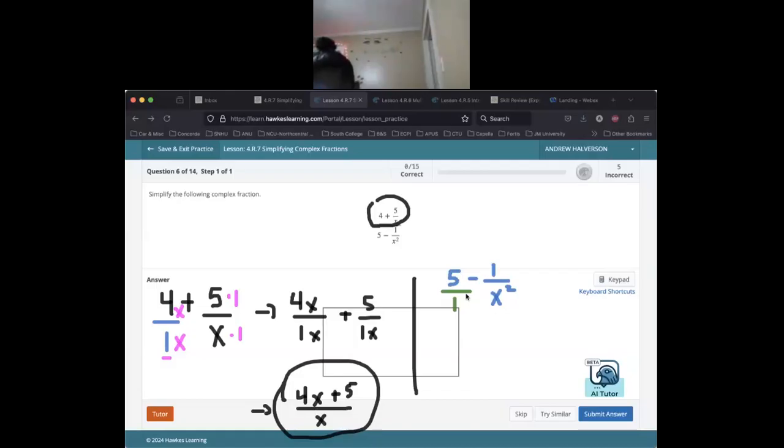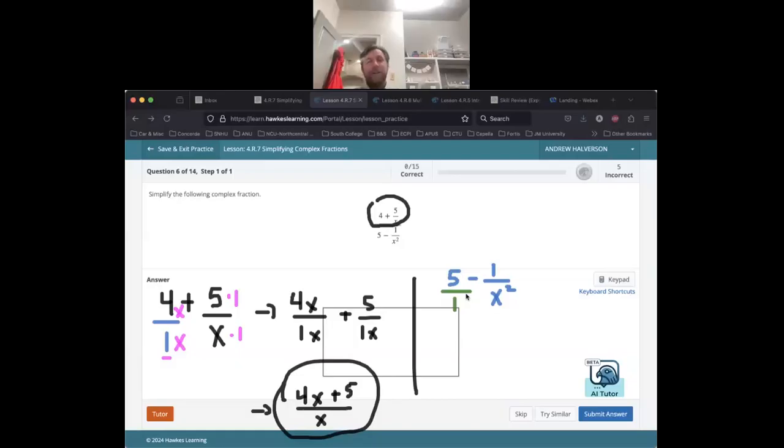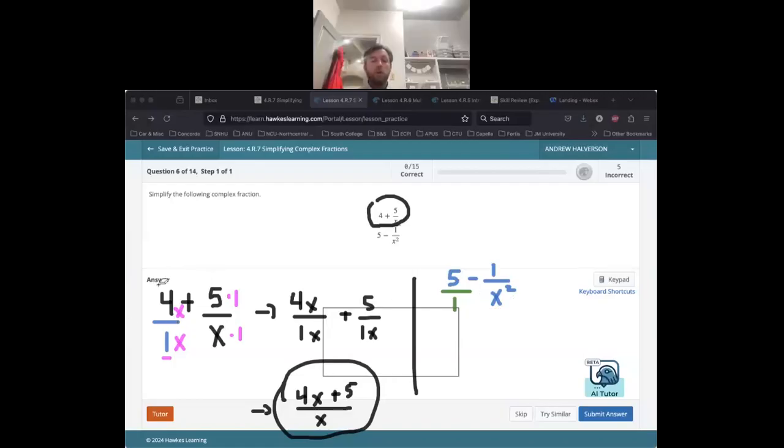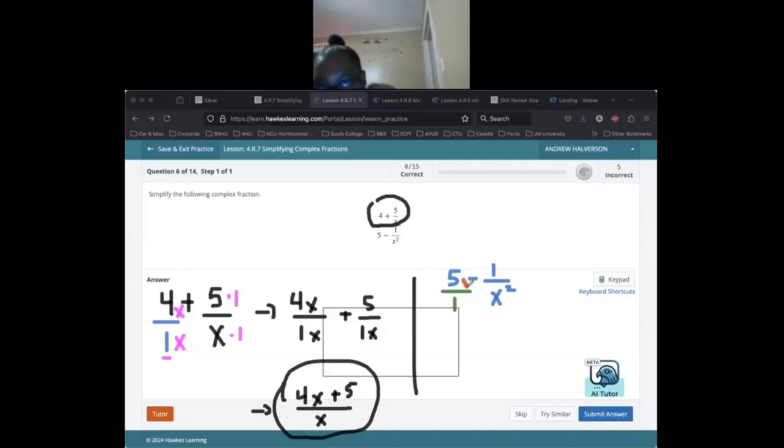Whoa. Hold on. 5 over 1. You don't flip the fraction. That's only in division. We're not there yet. You're almost there. What we're doing is taking the top and the bottom and creating one fraction. So we're taking 5 minus 1 over x squared, and we're going to join it together into one fraction. To be able to do that, we need common denominators. So take the second denominator of x squared, and you multiply that to the top and bottom of that first fraction.